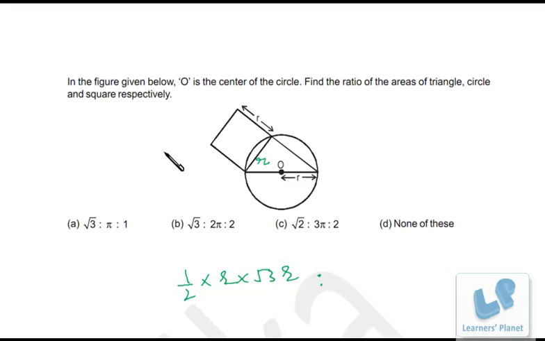Then area of circle. Circle is pi R square. Then area of square, that is R square, right? So it's root 3 is to 2 pi is to 2, right? Root 3 is to 2 pi is to 2. That's option B. Okay. Very easy problem, friends.